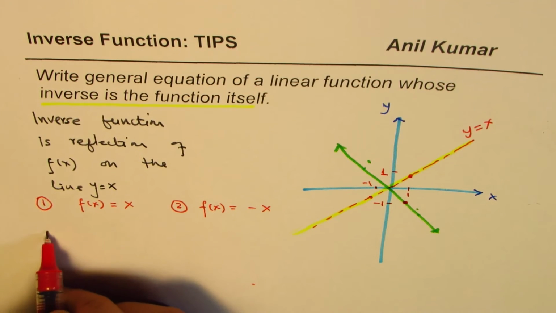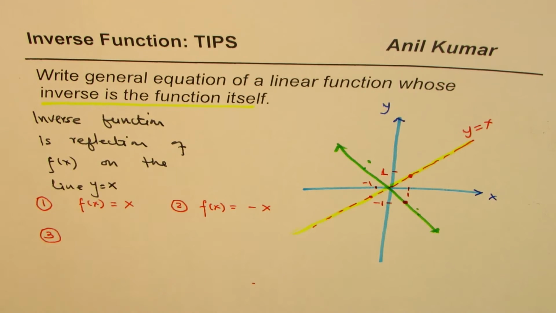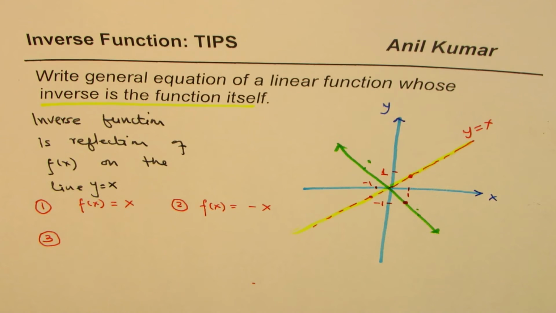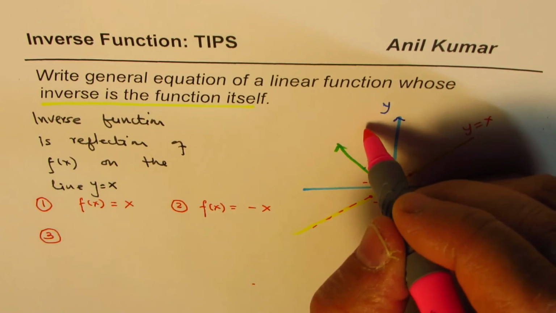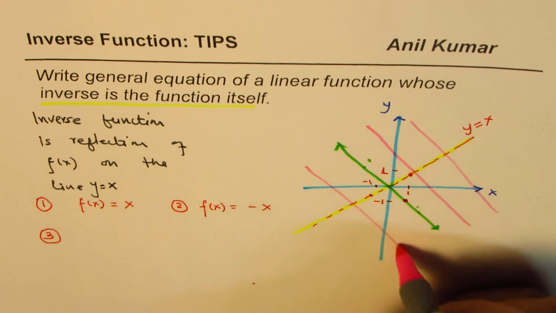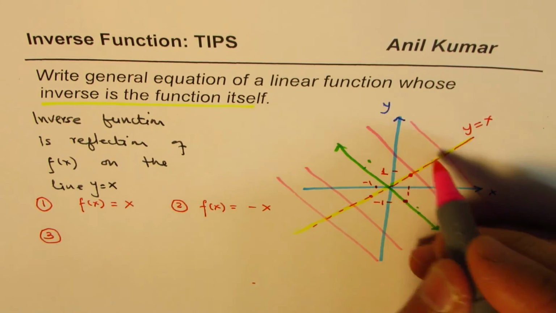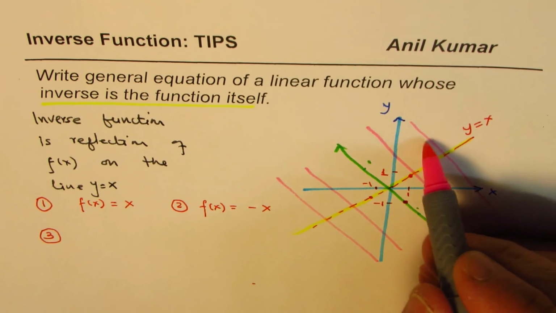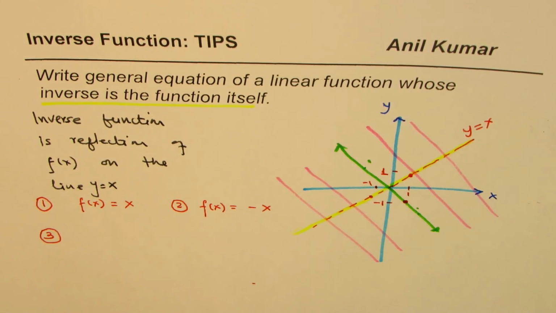Now the thing is, could you get me other lines? There are many which can reflect on themselves. That should give you the equation of the line. Well, here is the quick one. What we could do is take any line in this direction. Do you see that? All these lines will reflect on themselves. So all these lines are the solution.